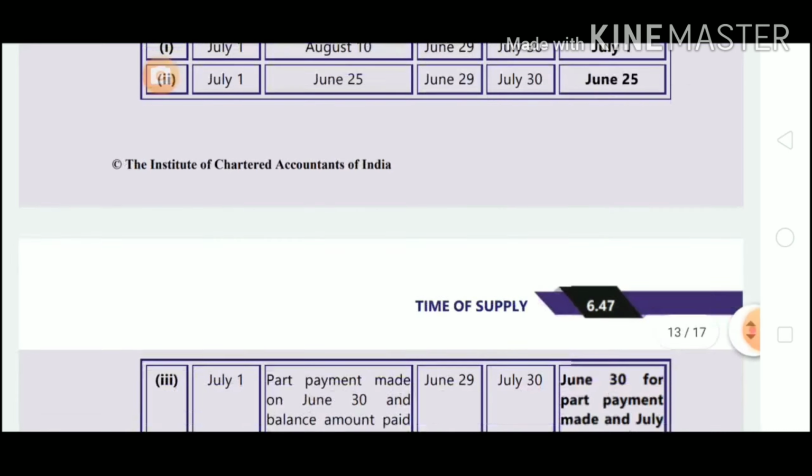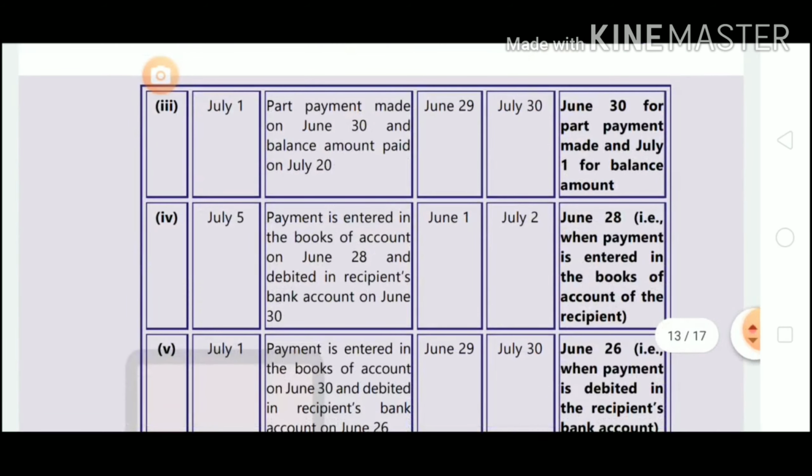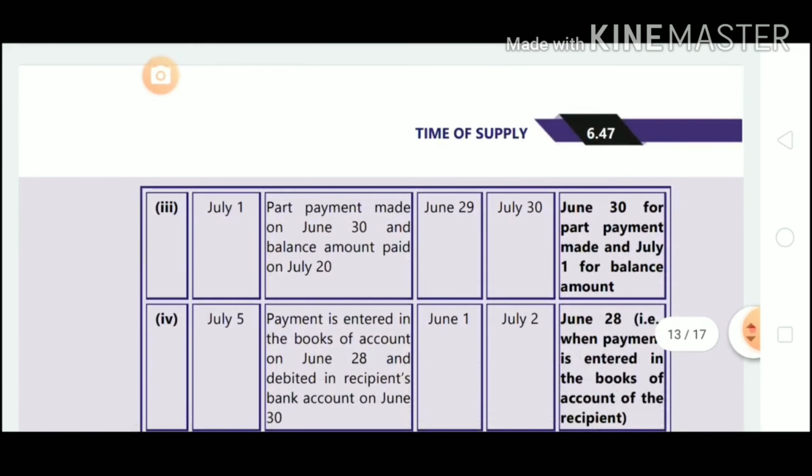Next one, the third. Now in case of payment, they have given part payment is made on June 30th and balance amount paid on July 20th. Date of invoice is June 29th. So 31st day is July 30. So in this case there will be 2 TOS. For part payment, what will we say? 1st July, June 30th and July 30th. So out of the 3, earlier one is 30th June. So for part payment 30th June, and for balance payment we'll compare July 1, July 20 and July 30. So earlier one is 1st July. So see the answer, June 30 for part payment made and July 1 for balance amount.